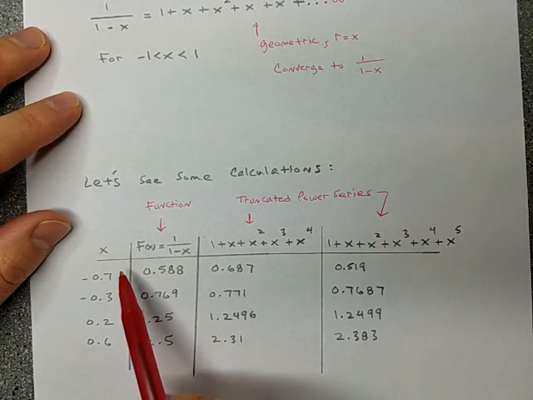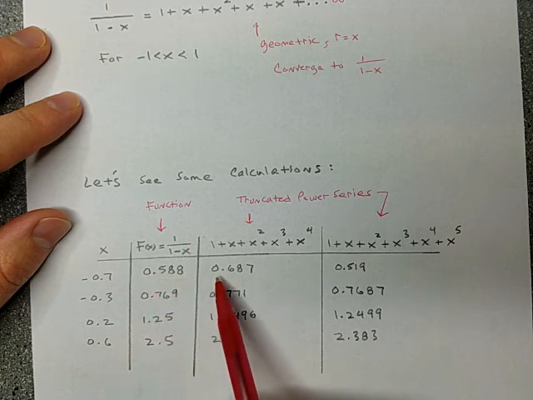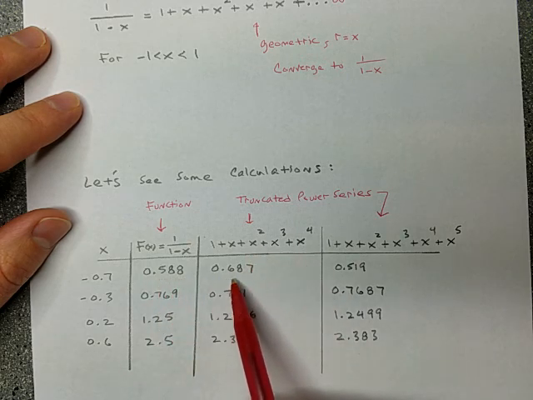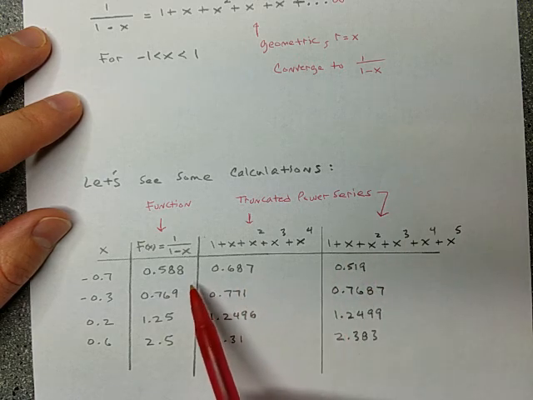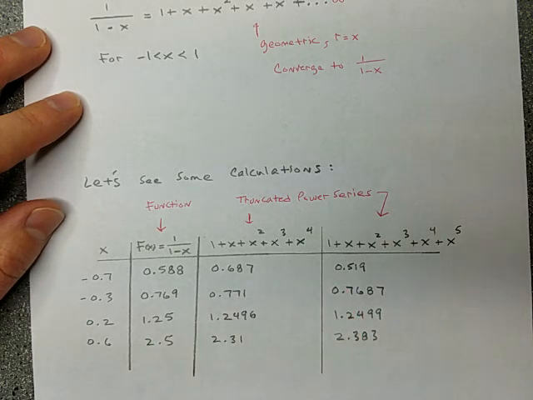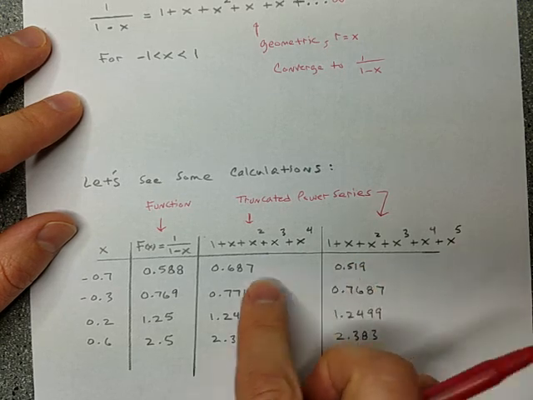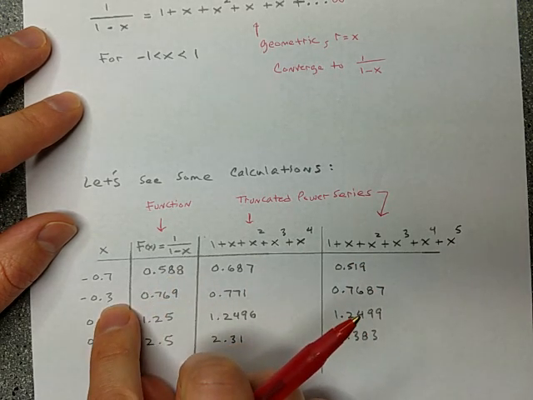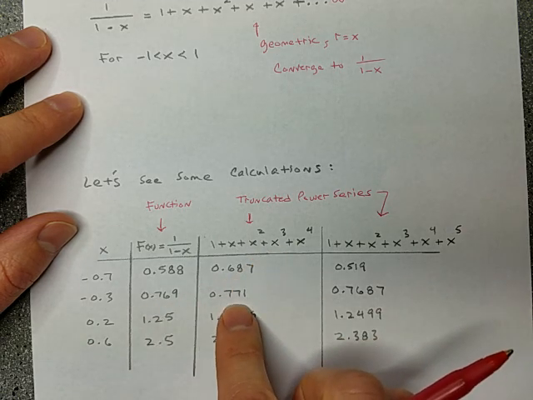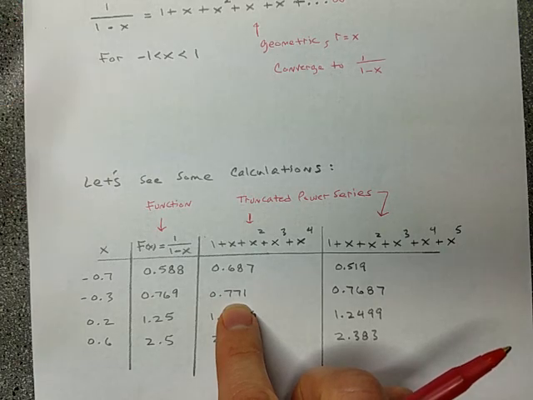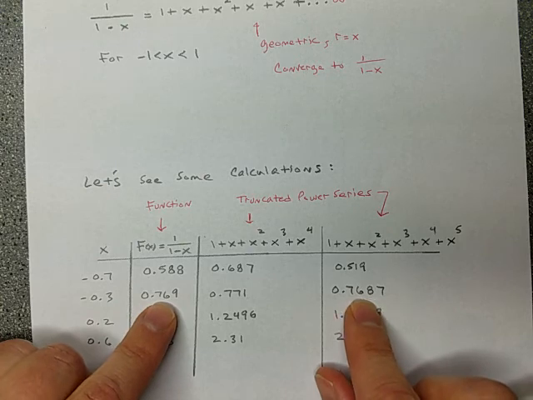Let's try it. So if x is 0.7, the function gives 0.588. This series up to x to the fourth, 0.687. But if I take it up to x to the fifth, I get a little bit closer. It's a little bit better. Okay? So yeah, the more terms of that I use, the better an approximation it is to this. What about negative 0.3? The function gives me 0.769. This series, 0.7 or so, 0.77. This 0.76. So that's getting it right almost to 3 decimal places.